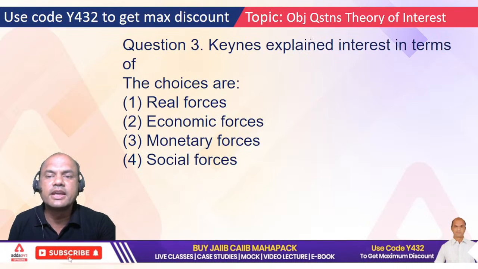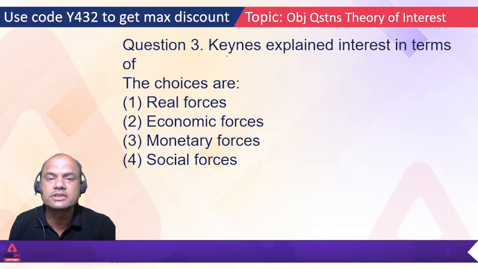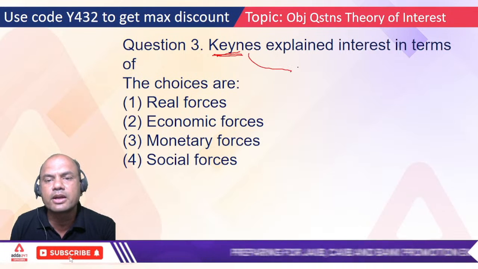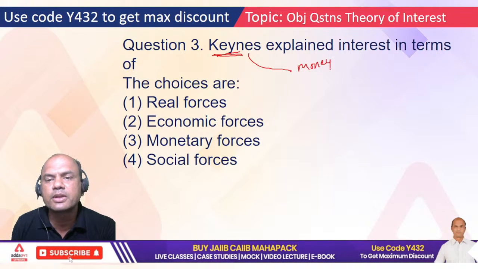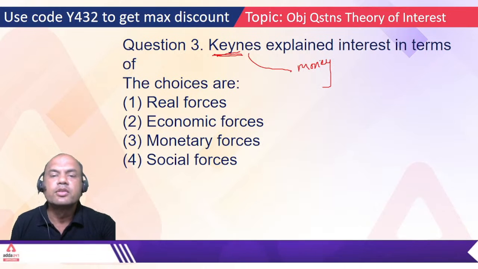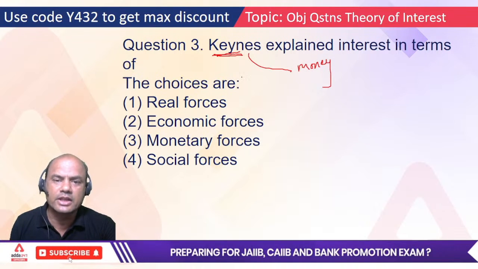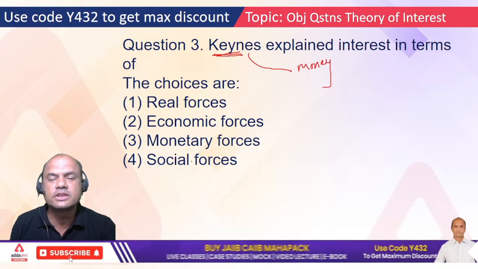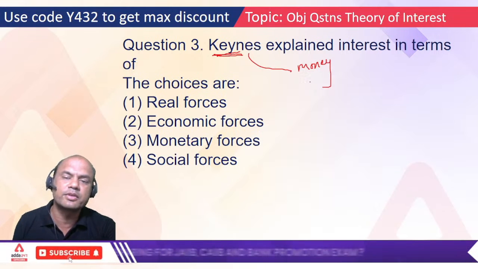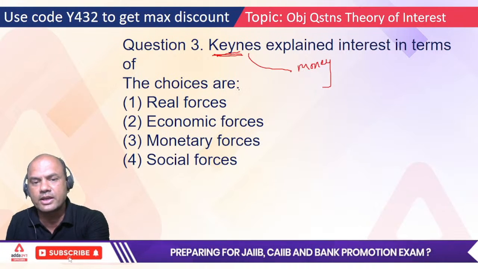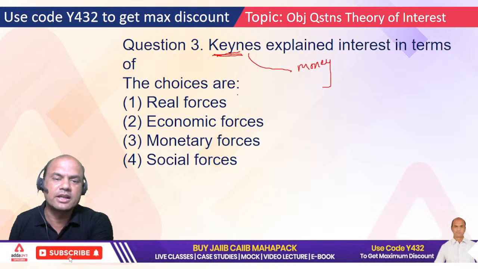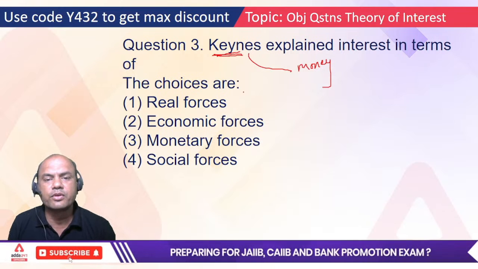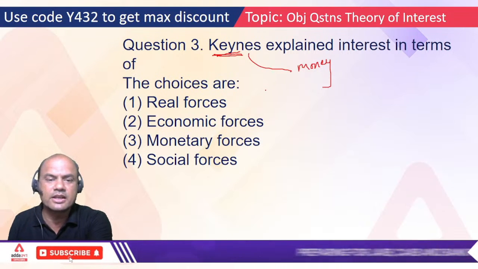Next, Keynes explained interest in terms of... now Keynes has a very peculiar theory. Keynes always speaks about only one part, that is money. He always speaks about everything in terms of money. So what is the answer now? Real forces, economic forces, monetary forces or social forces? Just now I gave you the hint. Type fast, 1, 2, 3 or 4. I'll give you 5 seconds. Right, the answer is monetary.